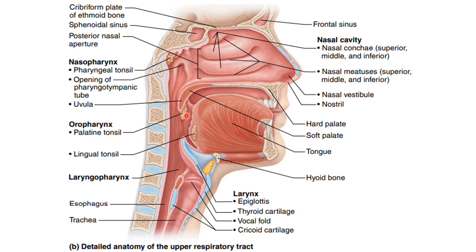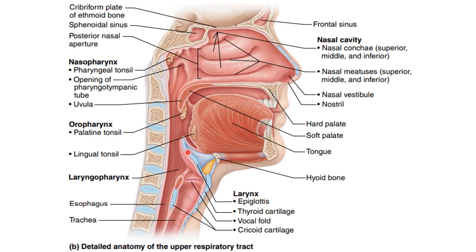Then you have here the oropharynx. And what can you find in the oropharynx? You have the palatine tonsils. So this is a ring of tonsillar tissue or lymphoid tissue that guards the entrance of the oral cavity into the pharynx. So you will find here the palatine tonsils, which are made up of white blood cells, and the lingual tonsils, also made up of white blood cells, and posteriorly located to the tongue. You have here the tongue, which is a muscular structure.